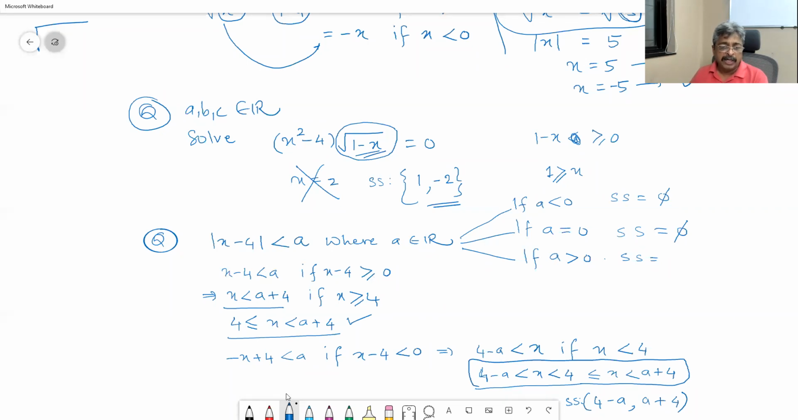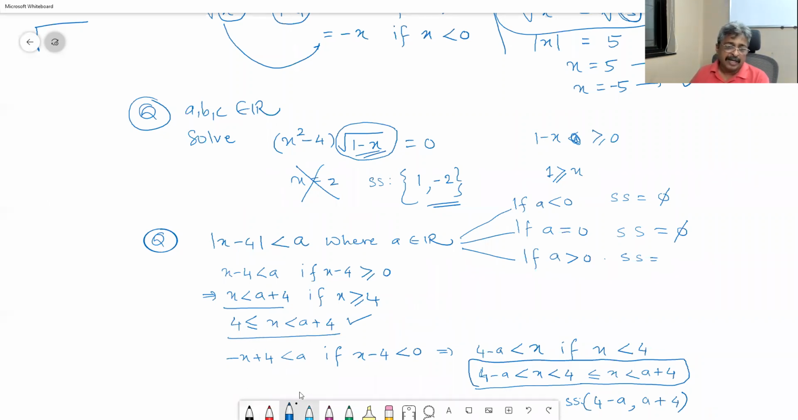So we deal with them by using the definition. If we use x minus 4 greater than or equal to 0, then x minus 4 should be less than a, which gives us the inequality 4 less than or equal to x less than a plus 4. That is the first solution set.